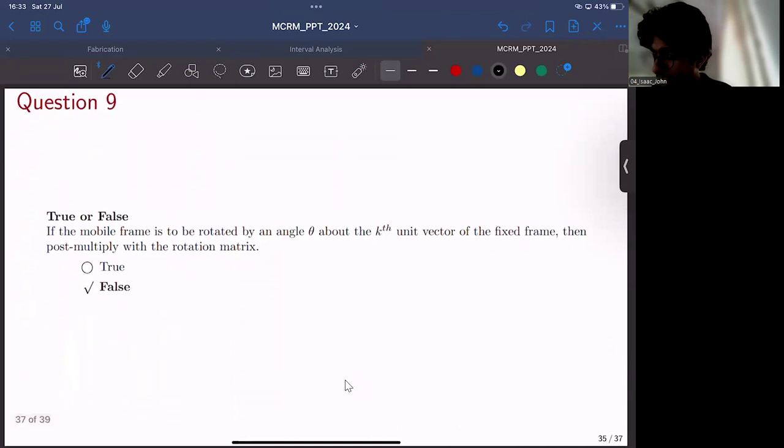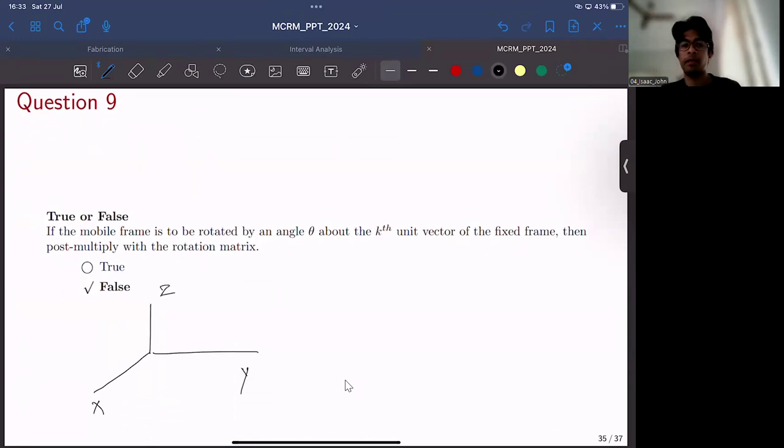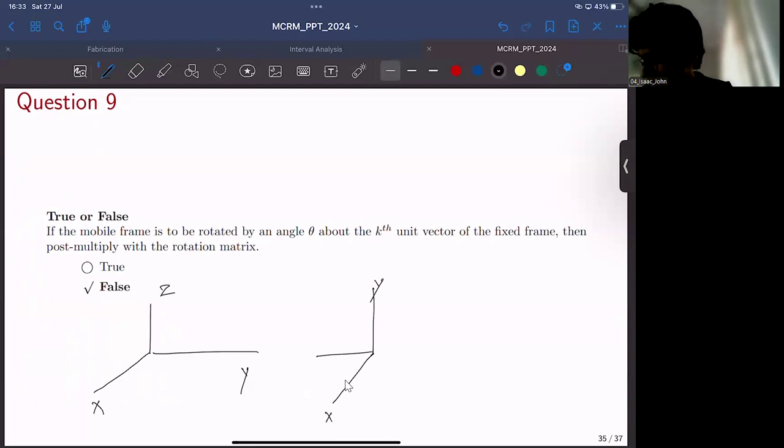Maybe if you want to see an example, I can show you an example. So this is the fixed frame, X, Y, and Z. Consider if I'm rotating with respect to the fixed x-axis by 90 degrees. How will it look? The X-axis will remain the same. The Y-axis will go like this. The Z-axis will go like this. This is X. Let this be X1, Y1, Z1. Now this will be X2, this will be Y2, this will be Z2.